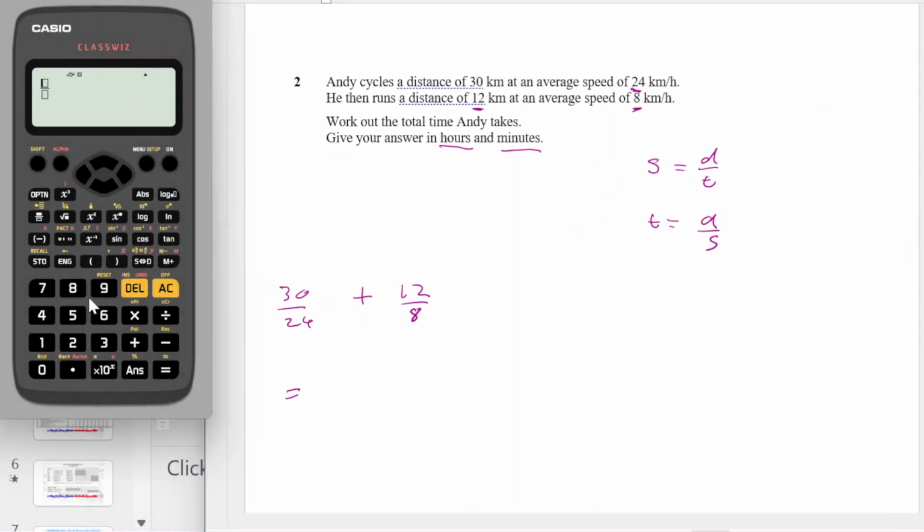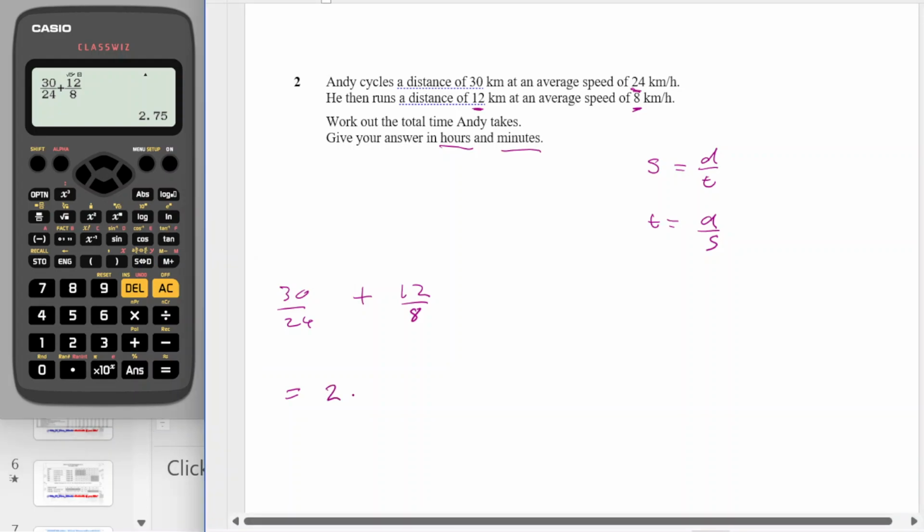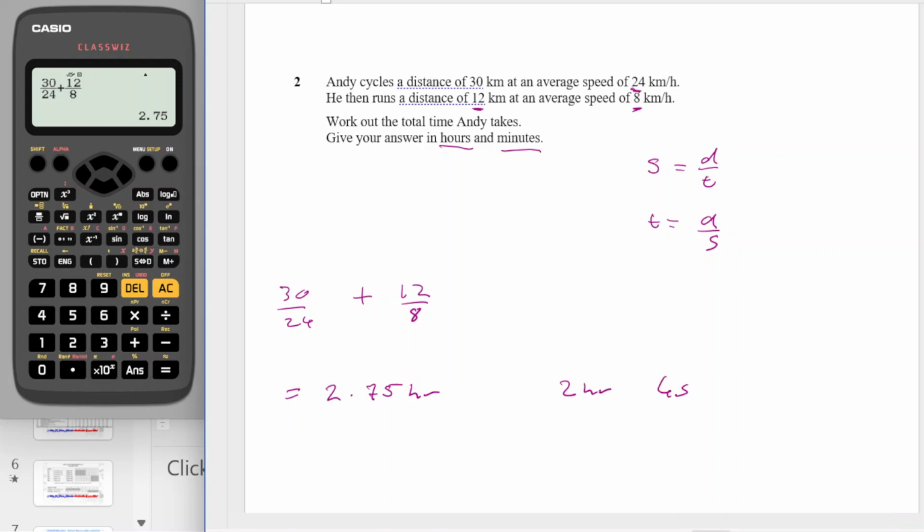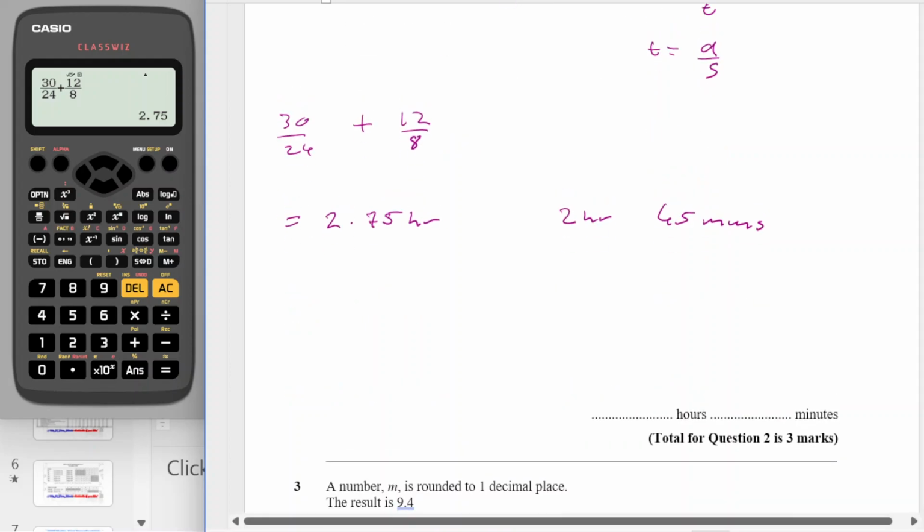So fraction button, 30 over 24, and I want to add to it 12 over 8. So that gives me 2.75, which is 2.75 hours, which is going to be 2 hours and 45 minutes. So 2 hours and 45 minutes.